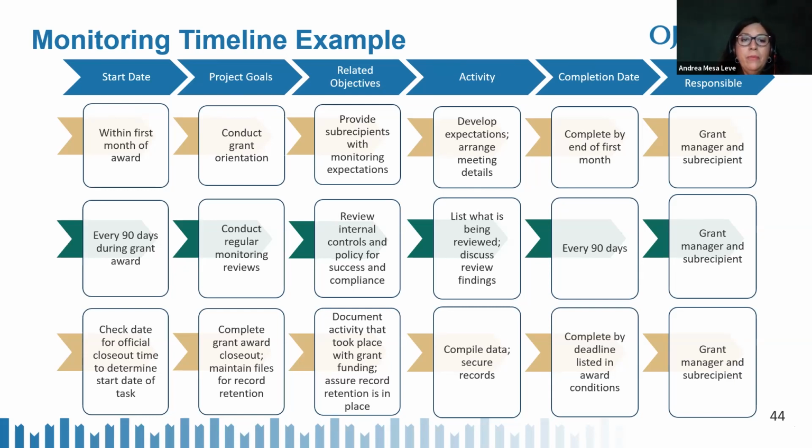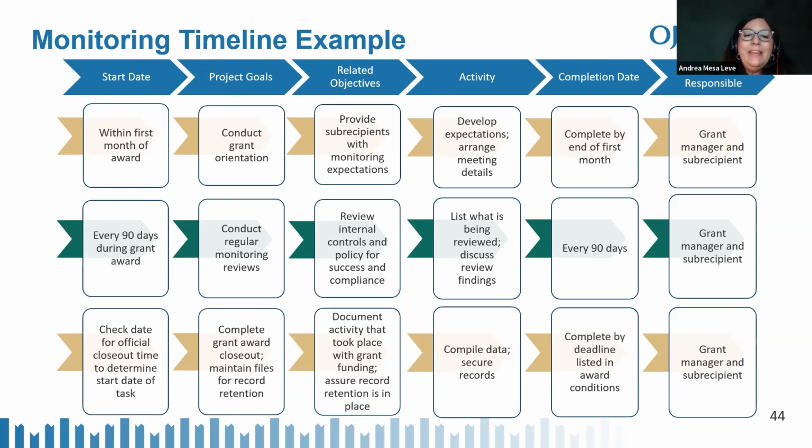So in the third row, the goal is to complete your grant closeout reporting. Your start date is to determine when to start your closeout report. Again, the project goal is to complete that closeout report. And in the objectives box, you want to document all the activity that took place and also assure record retention is in place. So in your activity box, maybe you need to compile the data that needs to be added to that closeout report. And you also need to secure that all records are properly secured for the closeout.